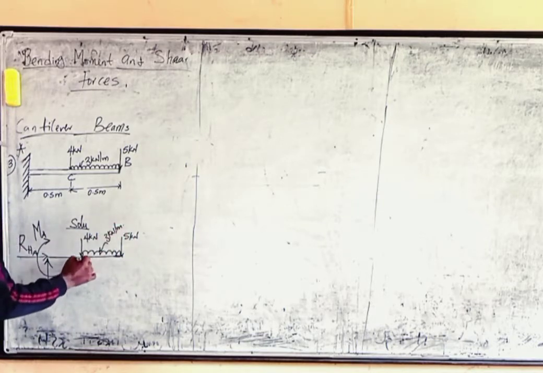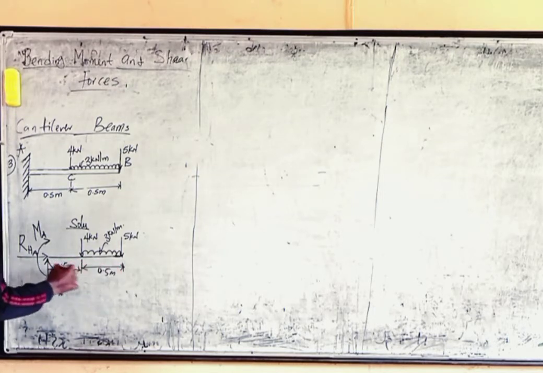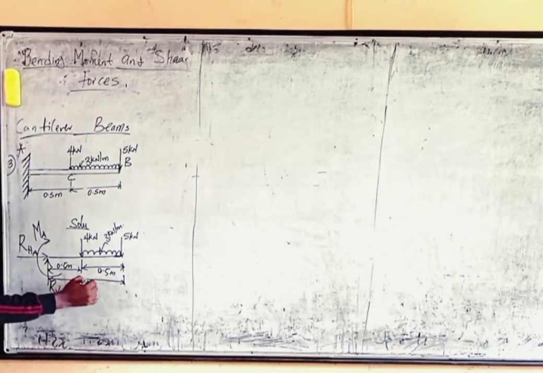per meter. And what is the distance from here to here? 0.5 meters. From here to here is still half, that is 0.5 meters. So that's what we have. Now from this place to this place, we're having 0.5, that is 1 meter. That's what we have here.